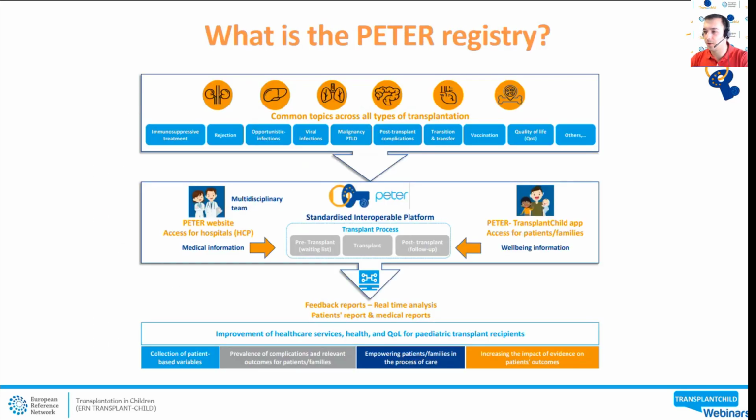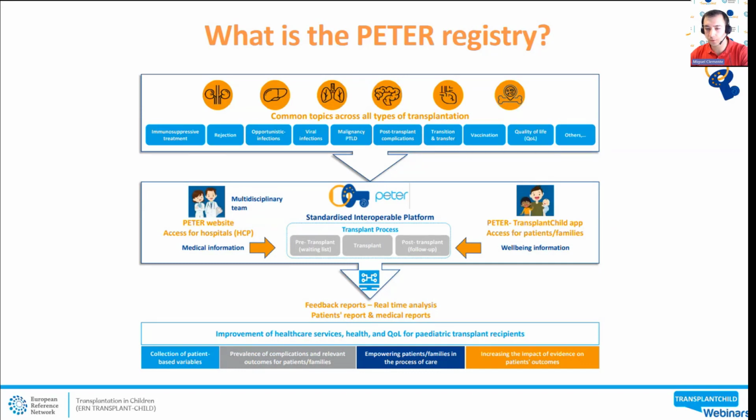So let's begin from the start. What is the PETER registry? The Pediatric Transplantation European Registry is an online database that gathers information about patients across Europe who have received a pediatric transplantation. This registry integrates elements common to all types of transplantation, including both solid organ and hematopoietic stem cell transplantation, but also addresses other topics related to each of these transplantation programs.